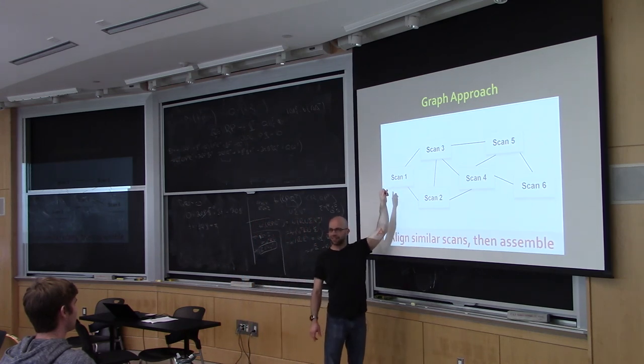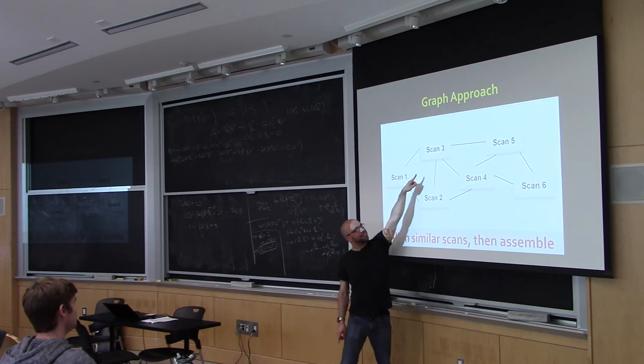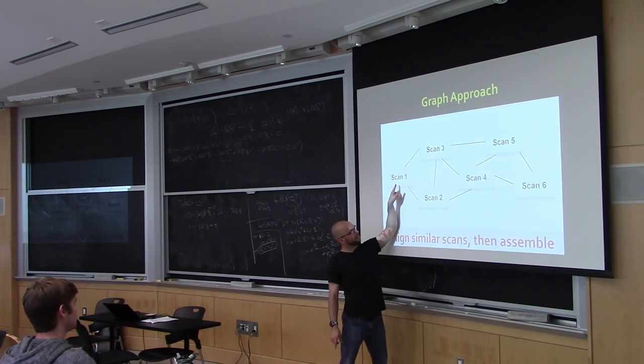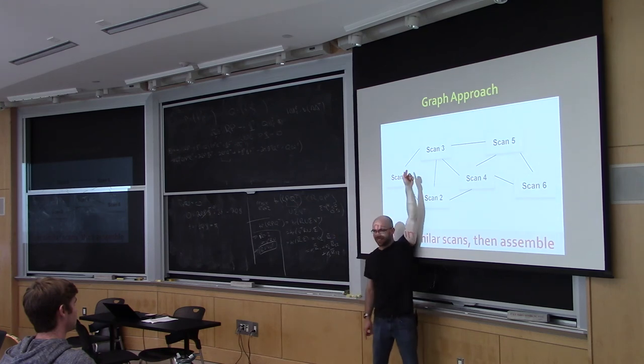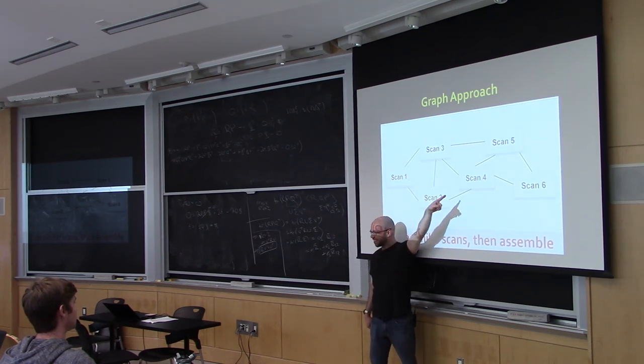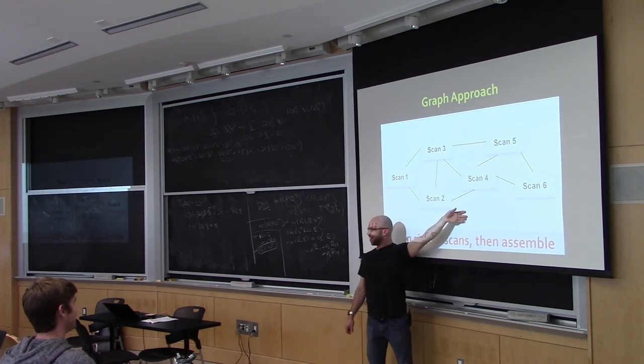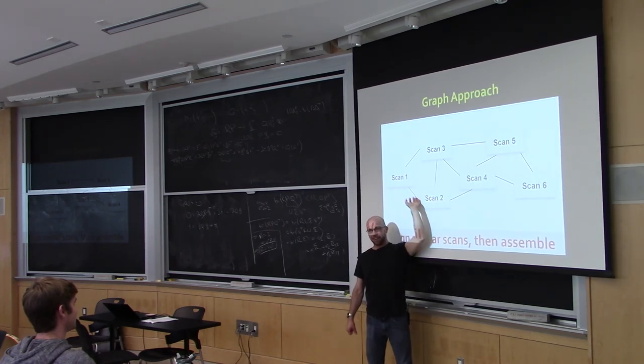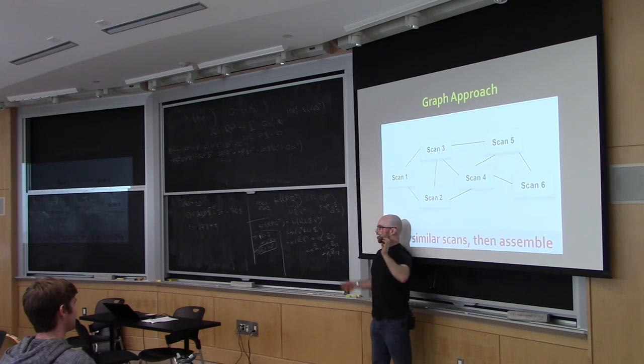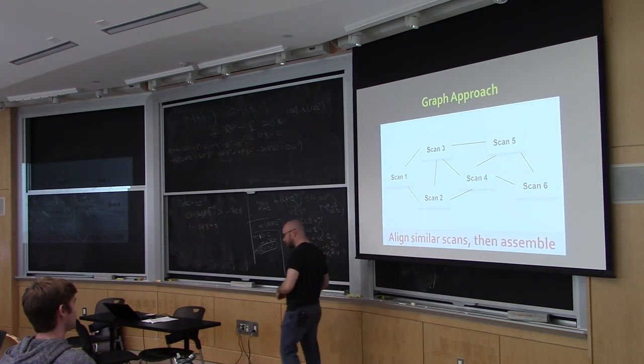Is it reflexive? It might be that scan 1 aligns well to scan 3, and scan 4 aligns well to scan 3, but scan 1 does not align well to scan 4. Whew, I got that right. So I build this big graph, then for every edge I have some rigid motion, and then I want to kind of correct inside of that graph. And we'll talk about one technique for doing that.